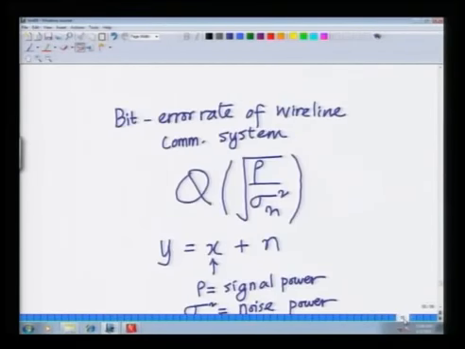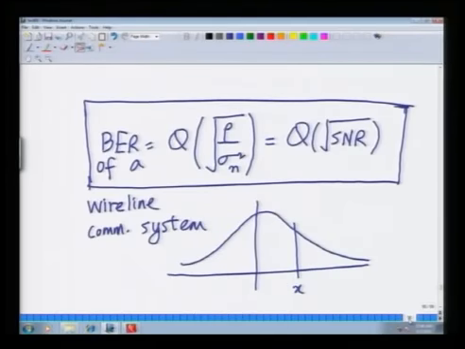And then we also derived the expression for the bit error rate of such a communication system. We said the bit error rate is given as the Q function of square root of p over sigma n square, which is also Q of square root of SNR. Since p over sigma n square is also SNR, the bit error rate of a wired communication system is Q of square root of p over sigma n square, which is Q of square root of SNR.